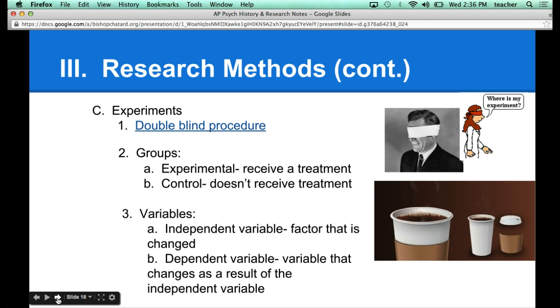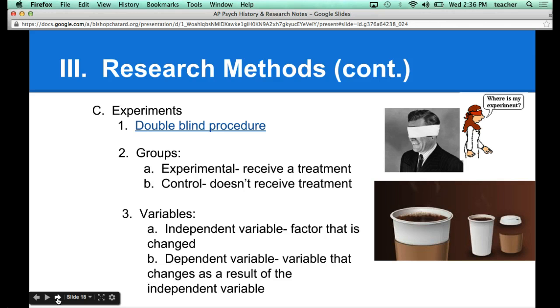The variable that changes as a result of the independent variable. You can remember this from the standpoint that we are talking about a dependent variable. Dependent people, they rely on others. They're kind of like a drag. They pull you down. So a dependent variable is a variable that changes as a result of the independent variable. And this is where people get tripped up. Usually they can identify the independent variable, but not the dependent.